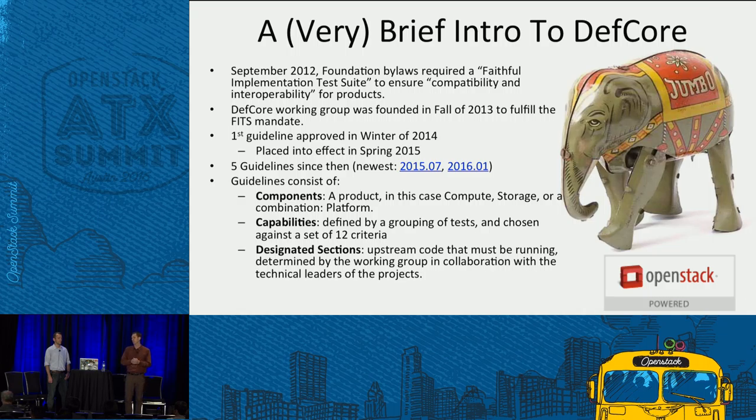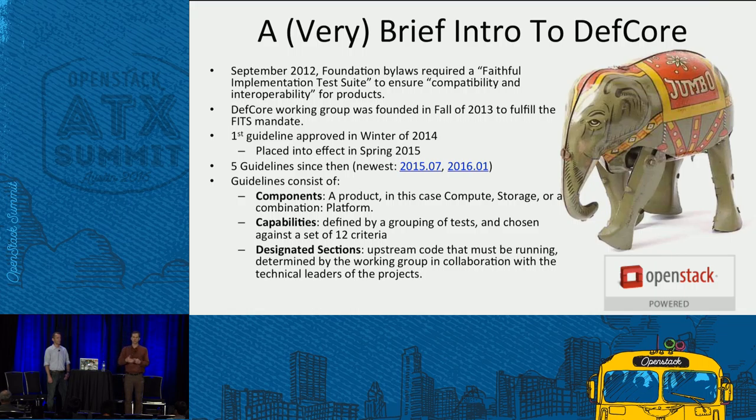And so if you remember back in Vancouver, during the keynotes, we got up on stage and we announced that I think it was 19 products had passed the Dev Core test suite and were carrying the OpenStack powered logo with testing behind it. Since then, there have been 5 guidelines. The two latest guidelines are for 2015-07 and 2016-01. And why do I bring up the two latest of the 5 guidelines? Well, because if you have an OpenStack product right now that you want to sell and you want to get the OpenStack logo for that, these are the two guidelines that you have to meet.